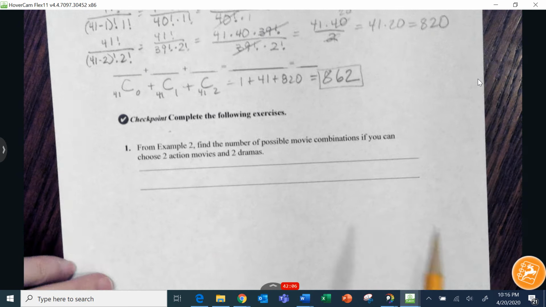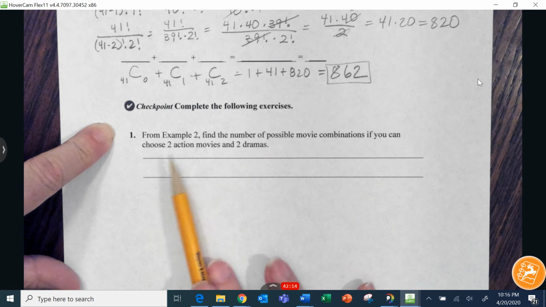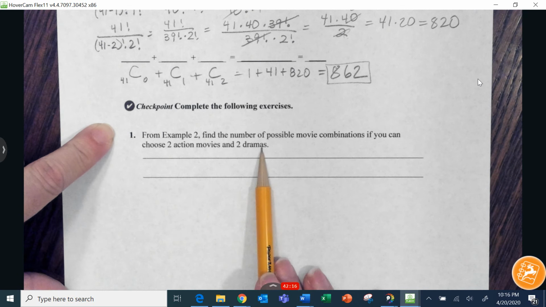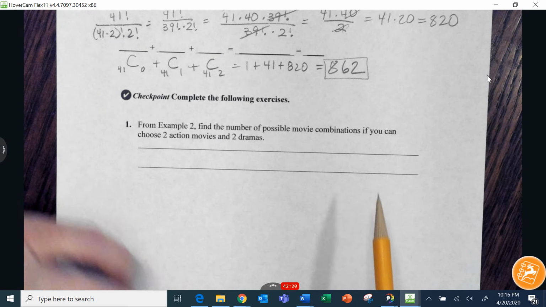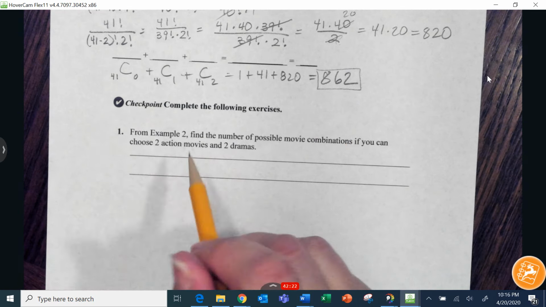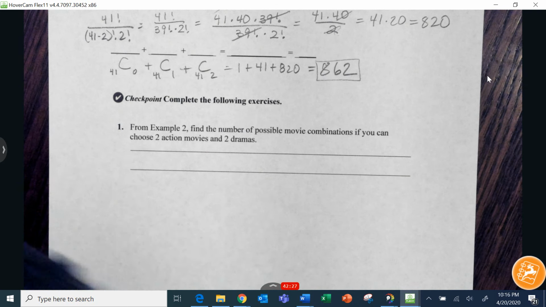All right, and then this would be a very good time to pause the video. Try to figure out the number of possible movie combinations if you can choose 2 action movies and 2 dramas. After that, play the video and check your answer. Go ahead and pause it now.